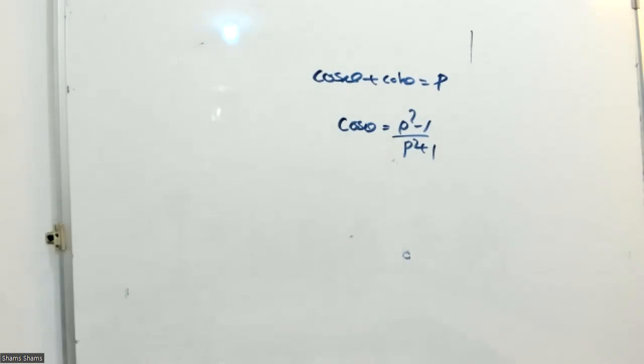Previous one: sine theta equal to p square minus 1 by p square plus 1, right? Tan theta. Okay, I'll show that way. Listen.